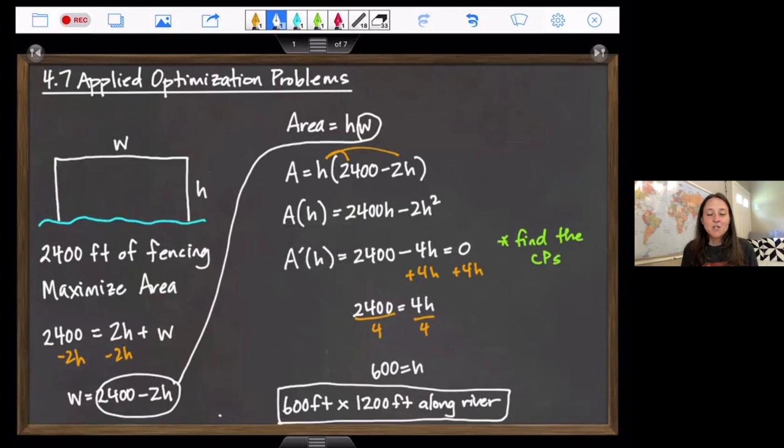All right, so we've double checked to make sure that we actually found the maximum area by finding this 600 foot by 1,200 foot pen, and we've got our pen ready to go for our goat.